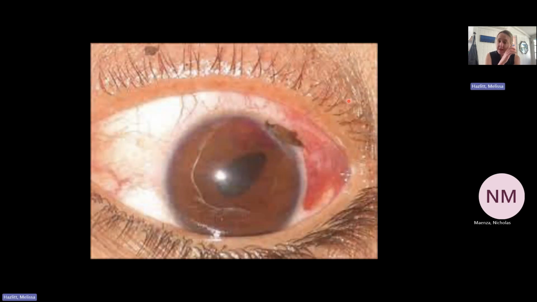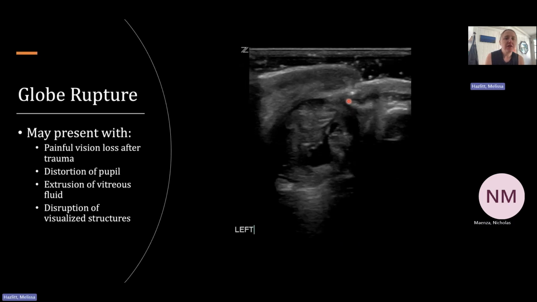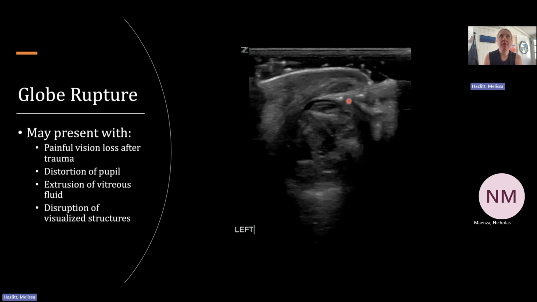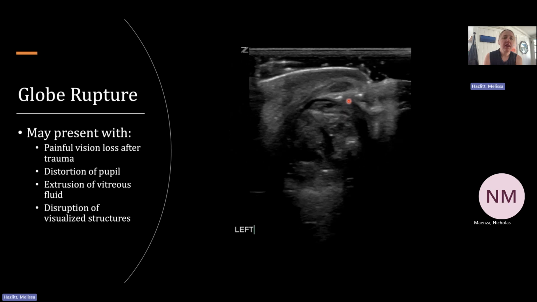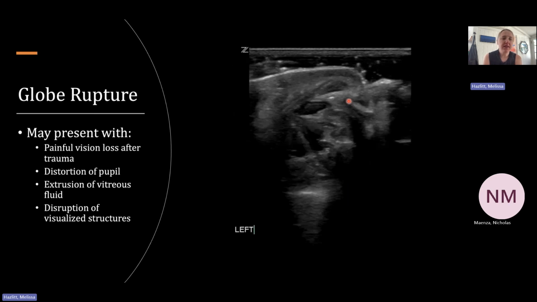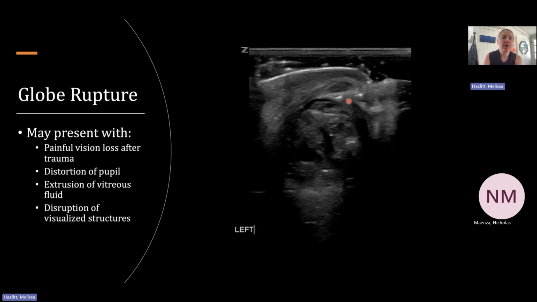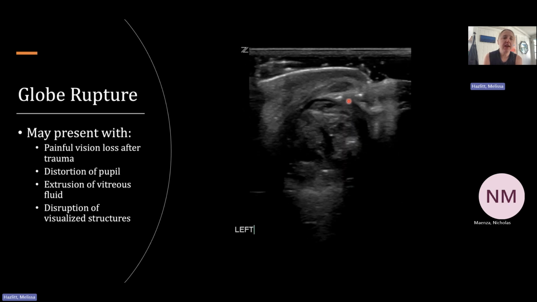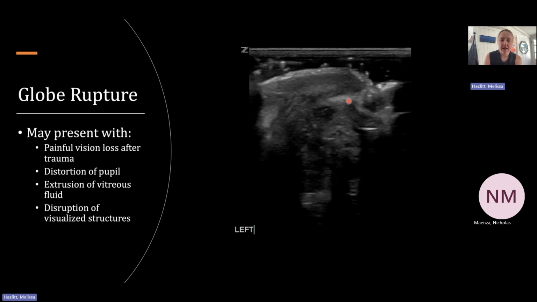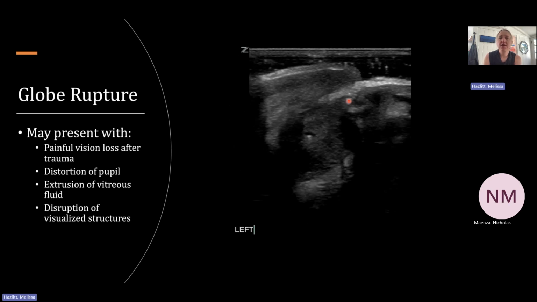All right, what is this finding always concerning for? Or globe rupture. Correct. So with globe rupture, obviously this is always in the setting of trauma. And just on your physical exam, you're getting what we saw before, that distortion of the pupil. Sometimes you can actually see vitreous fluid leaking, and it's very painful for most patients.